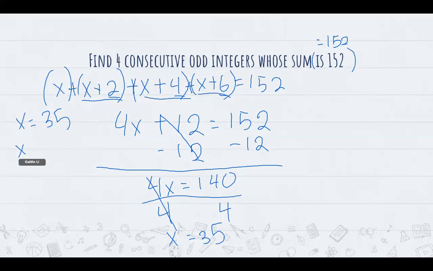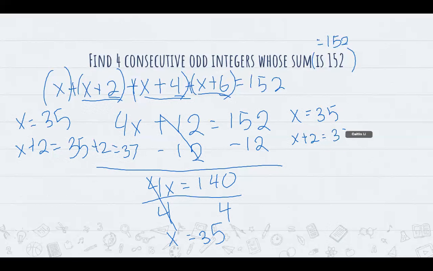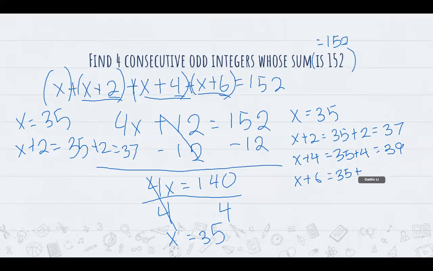This x plus 2 means it's 35 plus 2, which will give us 37. I'm going to rewrite on the right side. x equals 35, x plus 2 equals 35 plus 2, giving us 37. x plus 4 is equal to 35 plus 4, giving us 39. And then finally, x plus 6 equals 35 plus 6, equaling 41.